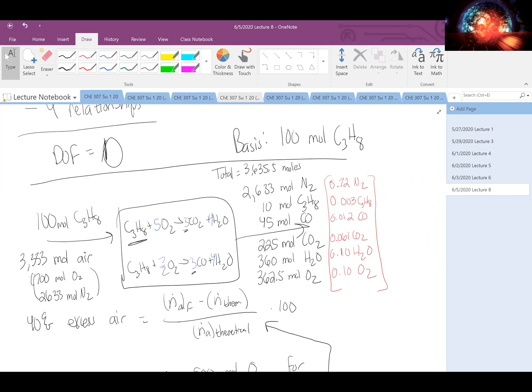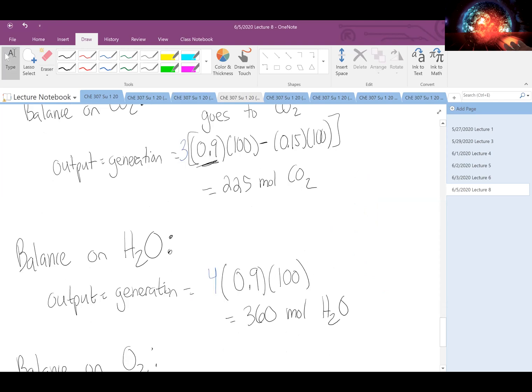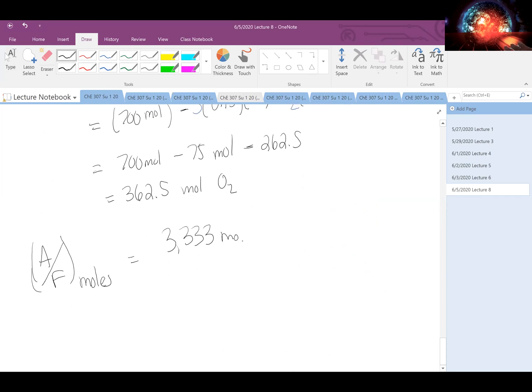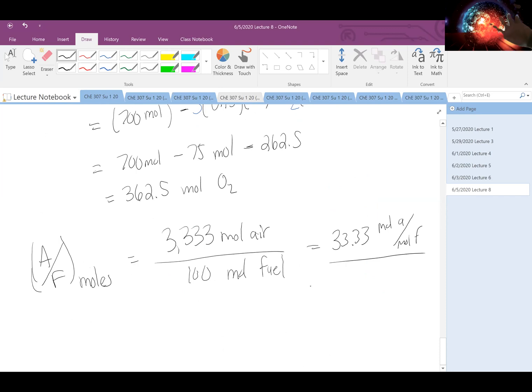One last thing we can also calculate is the molar air to fuel ratio entering the process. Which, based off our system, we had 3,333 moles of air to 100 moles of fuel, meaning our air to fuel ratio was 33.33.